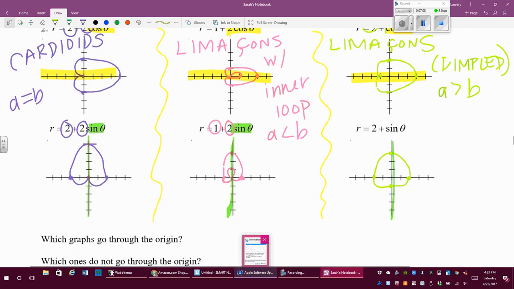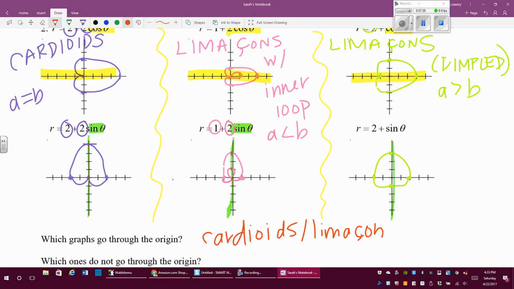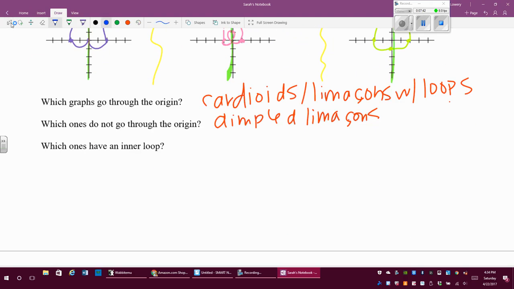Which ones of these went through the origin? Well, the ones that went through the origin were my cardioids and my limacons with loops. And the ones that did not were my dimpled limacons. The only ones that have inner loops are when your B value is bigger than your A value.